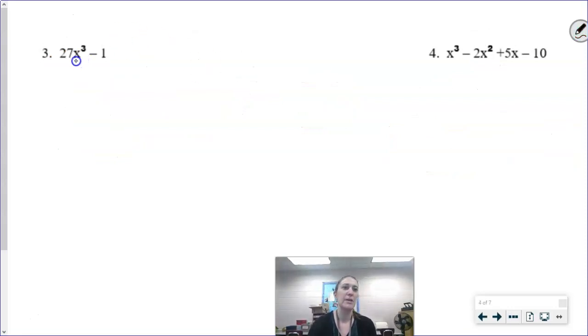Okay, number 3. We have clearly a difference. Oh, I should have started at the top. No common factor. We clearly have a difference question, but this time I can tell from the variable that this is the difference of cubes.